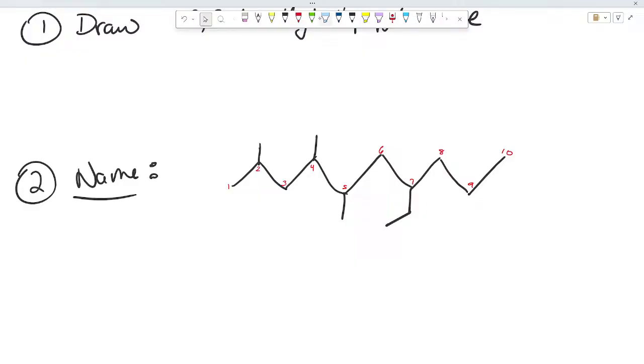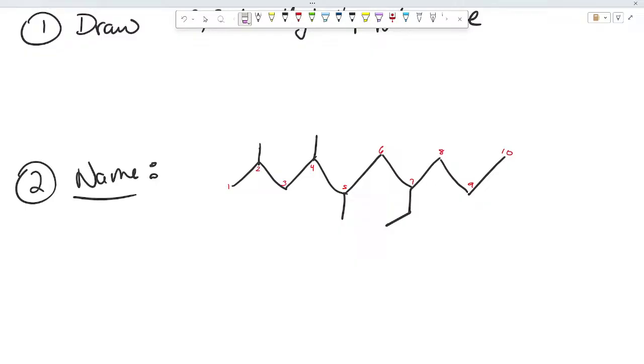You want your numbers to be the lowest. So here, if I start counting here, my lowest number will be a 2, and my highest number will be a 9, okay? Whereas if I count on the other side, my lowest number will be a 4, and my highest number would be a 9. So, in general, the lowest overall numbers will win.